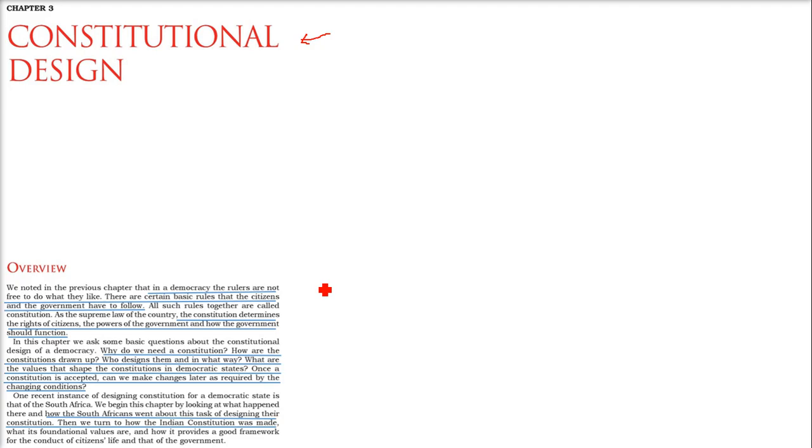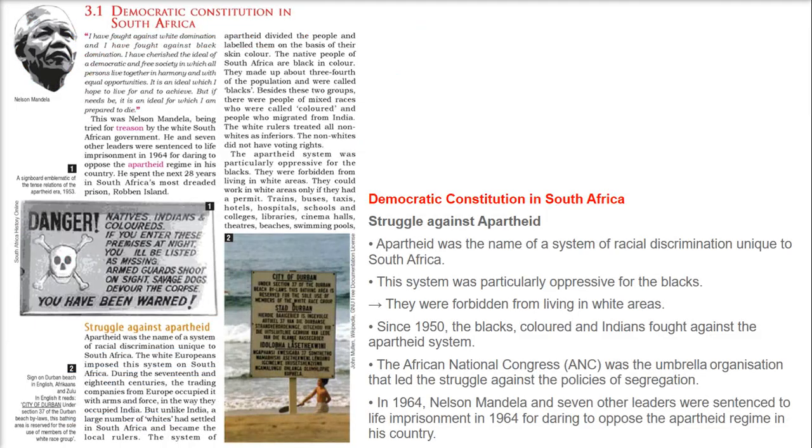So all this discussion will start with the recent instance of South Africa. South Africa is a country whose people made, designed a constitution, and then we will also talk about the Indian constitution and how it was made. So let us start with the South African constitution.